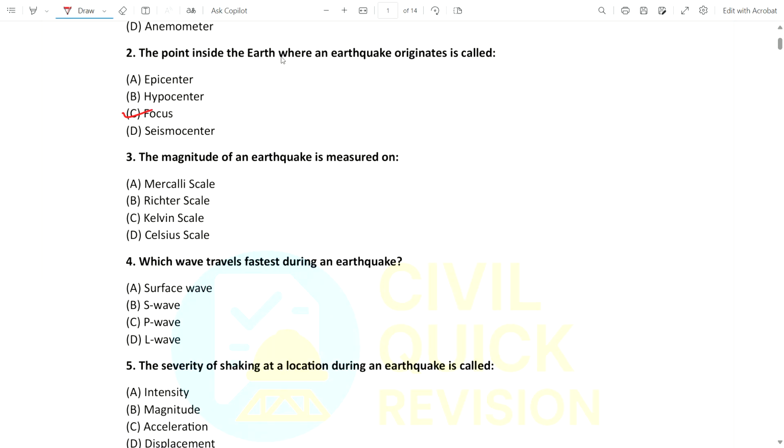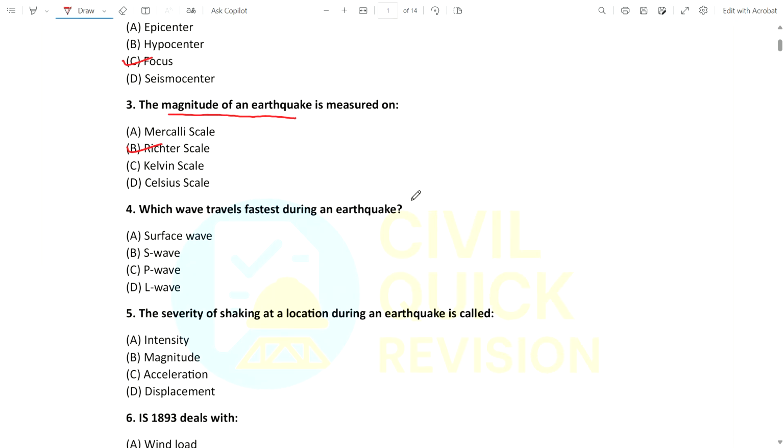Okay, now coming to question number 3. The magnitude of an earthquake is measured on what? Mercalli scale, Richter scale, Kelvin scale, Celsius scale. Here the option is Richter scale. We can measure the magnitude of an earthquake with it. Now if the question asks how we can measure the intensity of an earthquake, we can measure it by the MMI scale or MSK scale. Then the answer will be different.